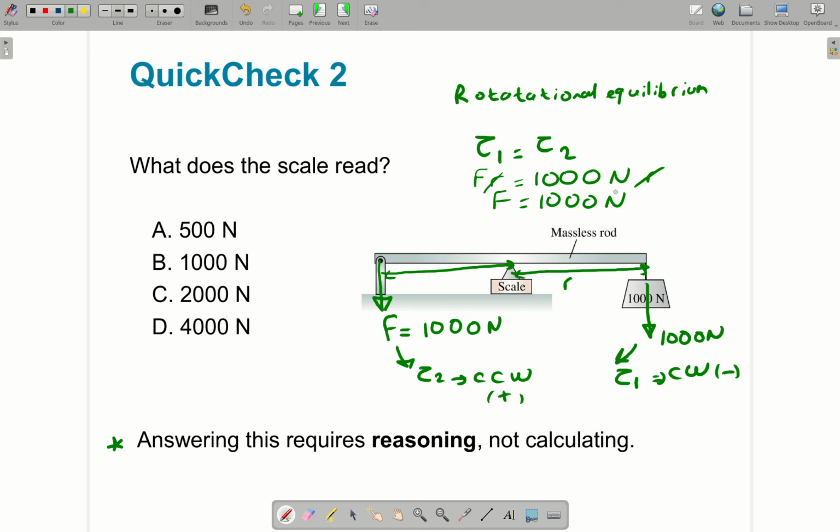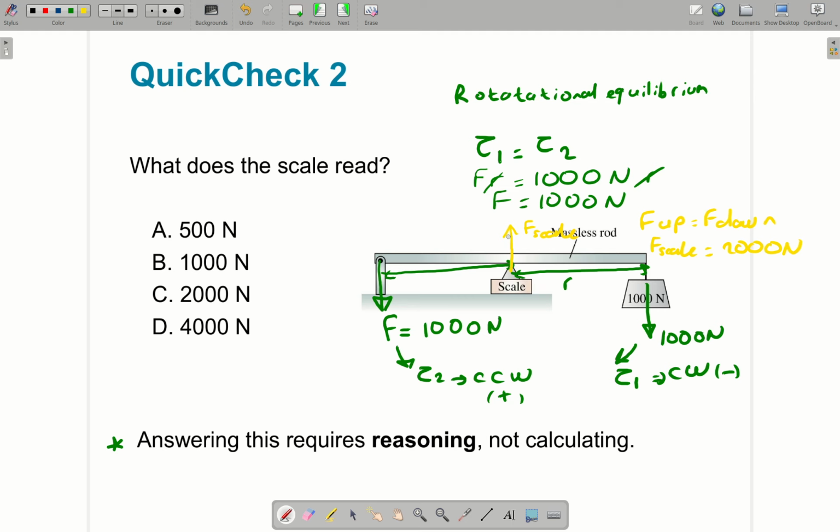This is for those who like calculations. Now, what will the scale read? Those two forces are down. Of course, the scale will apply an upward force here. And then to solve for the scale, I say F up is equal to F down. Again, the system is in equilibrium in both ways, linear and rotational, because it's not moving, it's not rotating. Then I say F scale is equal to 2,000 Newton, adding those two forces.